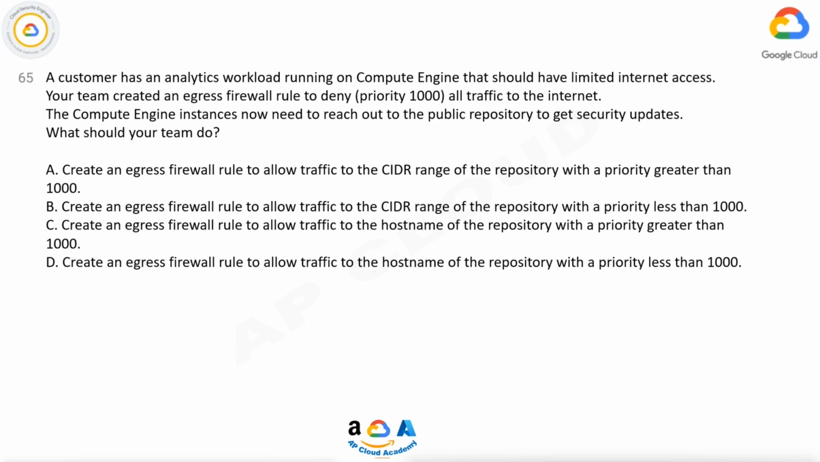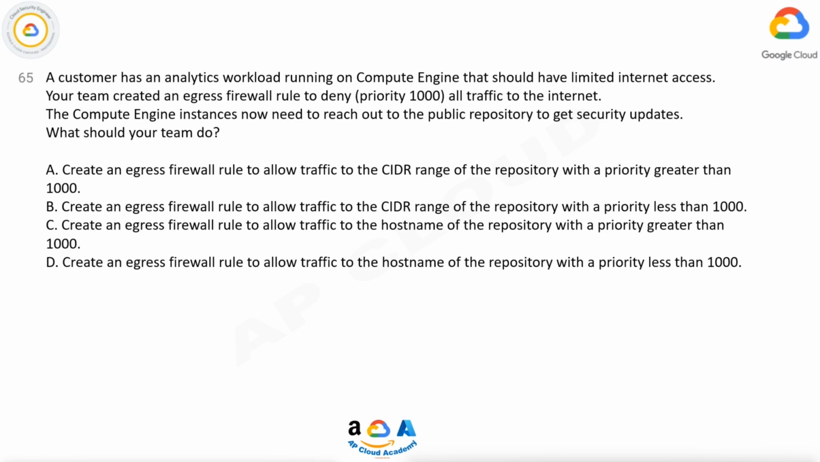65. A customer has an analytics workload running on Compute Engine that should have limited internet access. Your team created an egress firewall rule to deny, priority 1000, all traffic to the internet. The Compute Engine instances now need to reach out to the public repository to get security updates. What should your team do?